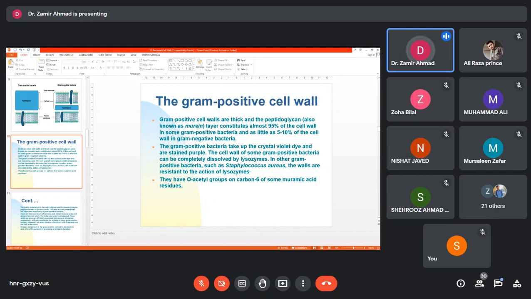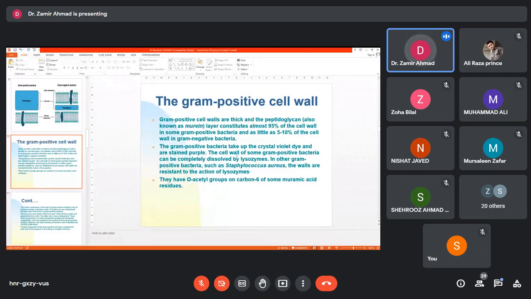But in some of the gram-positive bacteria, it's only 5 to 10%. Sorry, 5 to 10% is only in the gram-negative bacteria, and more than 90% is in the gram-positive bacteria, the peptidoglycan composition. So the gram-positive bacteria take up the crystal violet dye and are stained purple.